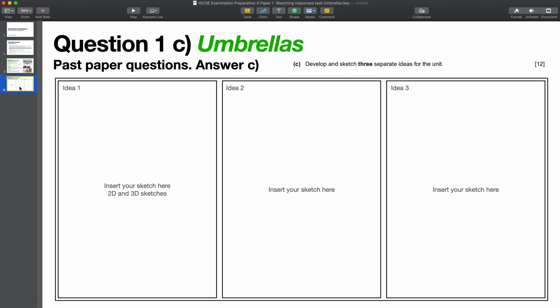What this looks like for you is just like task three, which was three design ideas on three pieces of paper to photograph and insert into these three boxes, which I can then use to mark your work and give you feedback on ways to hopefully improve, unless you've already, of course, achieved full marks.